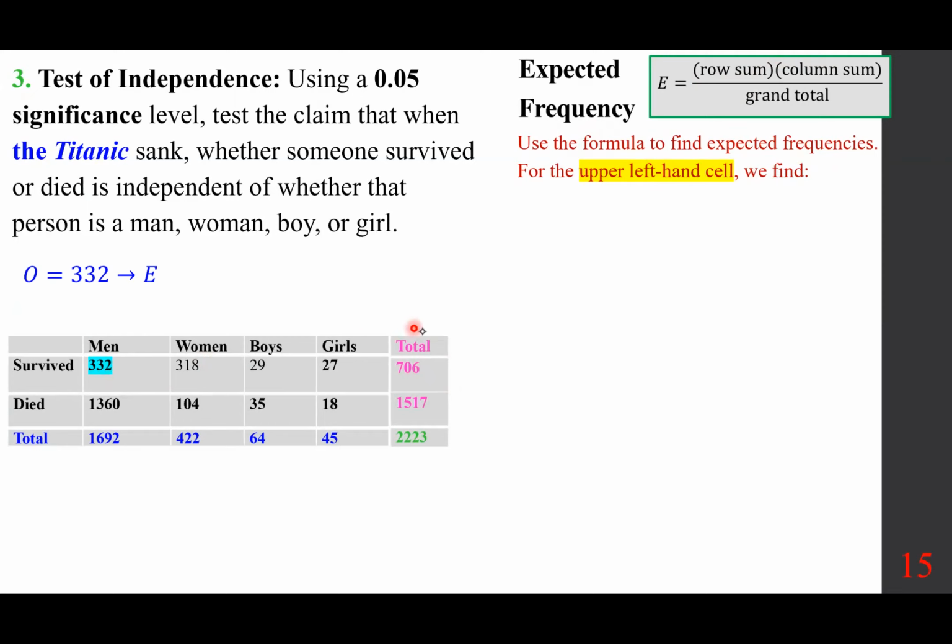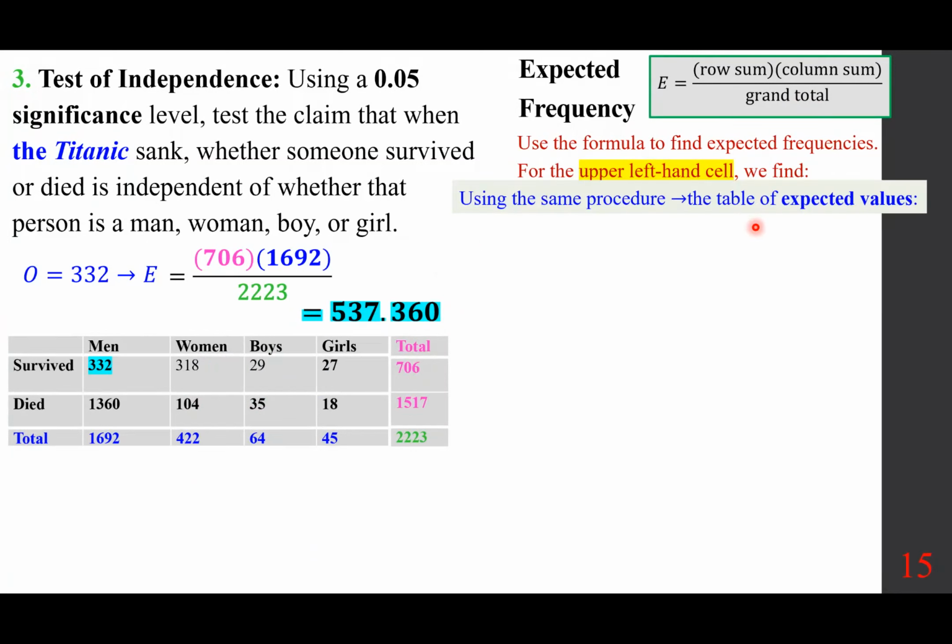I'm going to show you one, and then all of them are calculated in the same manner. So for this cell, I'm going to go with 706, the row sum, times 1692, the column sum, divided by 2223, the grand total. Put it into a calculator, and it gives you 537.360. Of course, the number of people has to be rounded to a whole number, which becomes 537, but we want to keep it as 537.36 for the sake of better calculation.